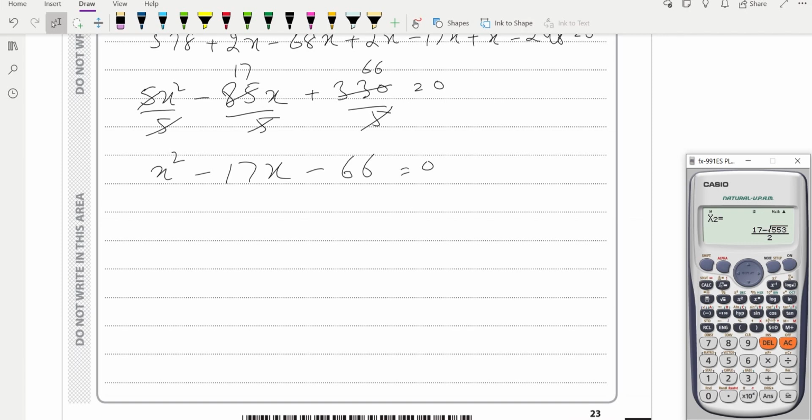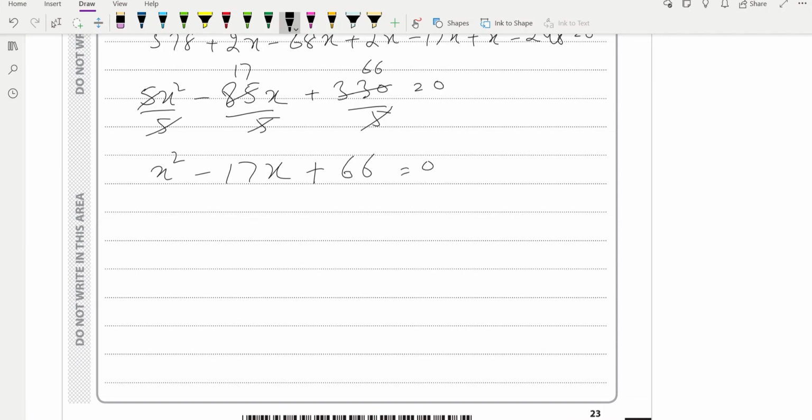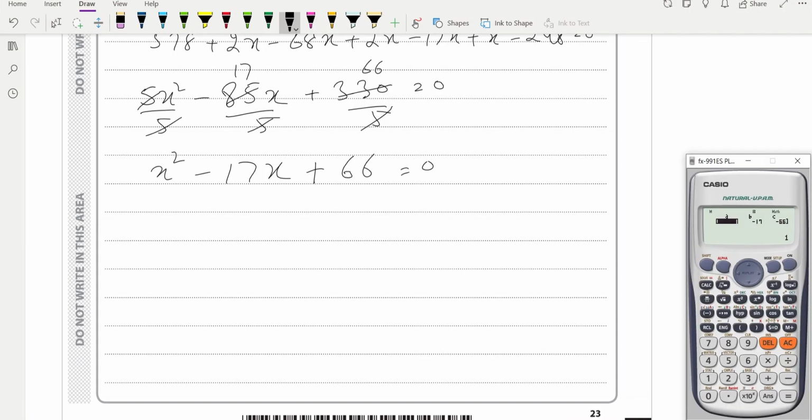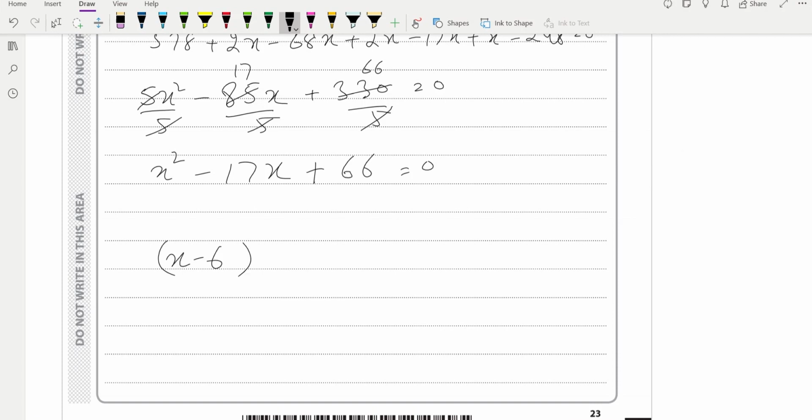So this is basically plus 66 and we have written minus 66. That's why it's not giving the proper answer. So we'll re-enter the values. Coefficient of x squared is 1, then minus 17 is the coefficient of x, and plus 66, and this will give us 11 and 6. So we can write x minus 6 and x minus 11 with the changed sign.